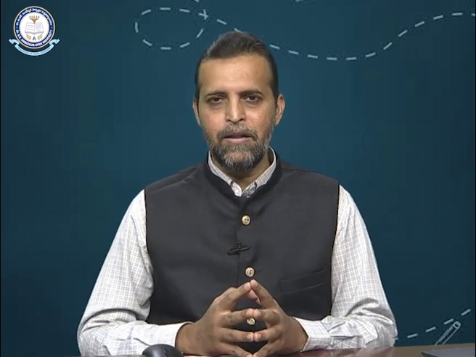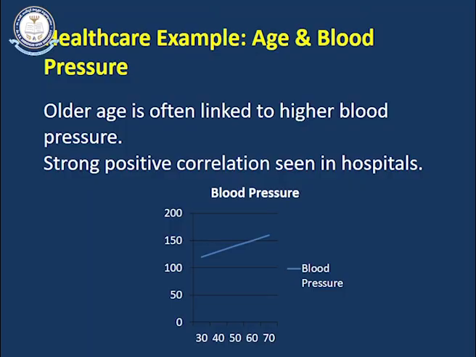Now let us look at another example, also from the healthcare industry, that is age and blood pressure. Often it is said that the older you get, the more the blood pressure would increase. So there is a strong positive relationship between age and blood pressure. You can clearly see the relationship: one variable increases, the other one also goes up. As the age progresses, the blood pressure would also go up.